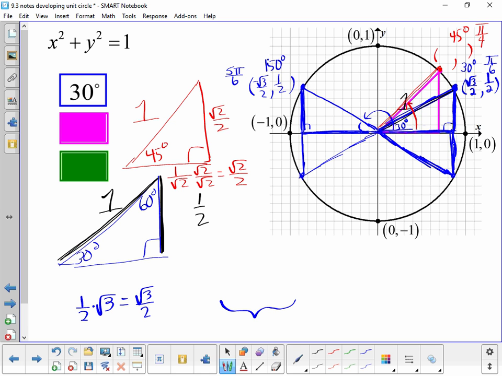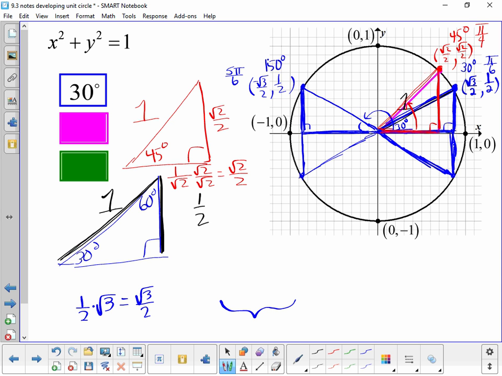It's isosceles, so both legs are the same. So if we wanted to find this point on the edge of the circle, this point here, we have to go over by the length of the leg, square root of 2 over 2, and we have to go up by the length of that leg, root 2 over 2. So we have another point.